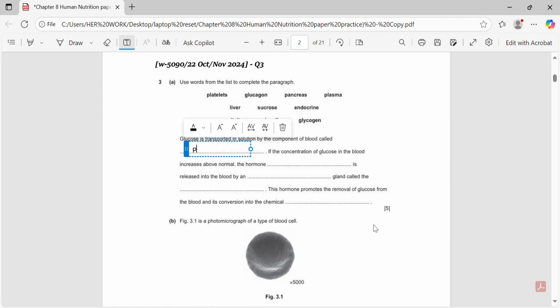First, glucose is carried in plasma, which is the liquid part of blood. Then, when glucose levels go up, the body releases a hormone. This hormone is insulin. Insulin is made by a special type of gland, an endocrine gland, which means it releases hormones directly into the bloodstream. The specific endocrine gland in this case is the pancreas.